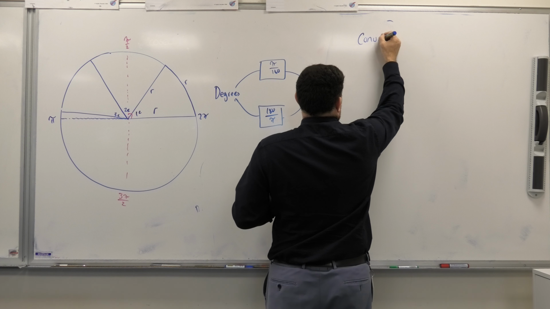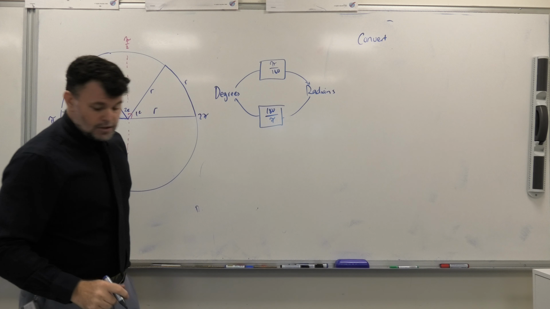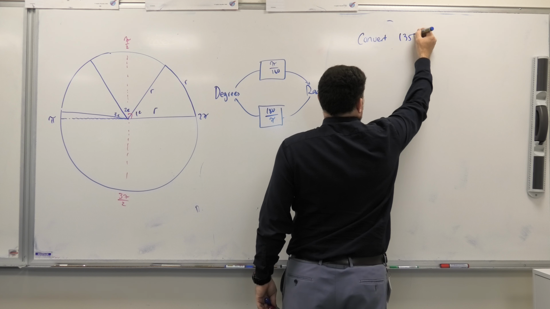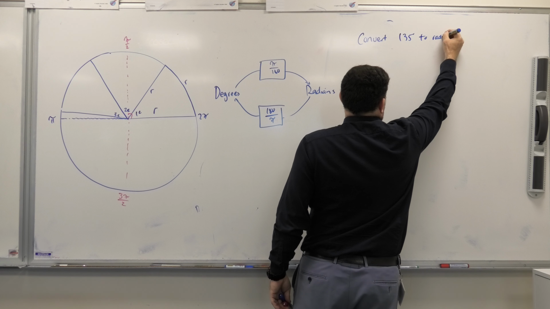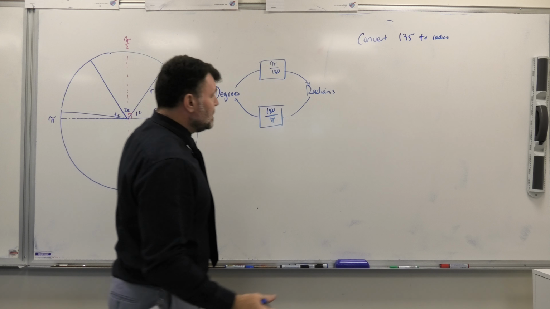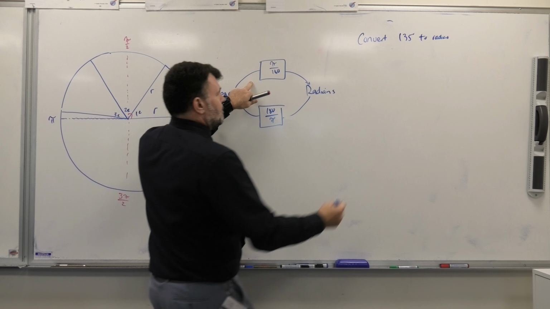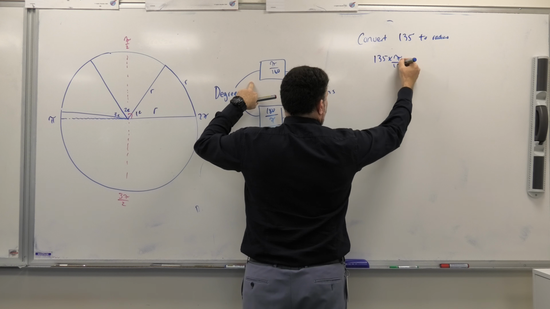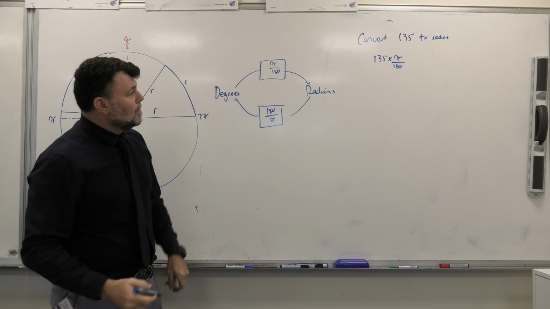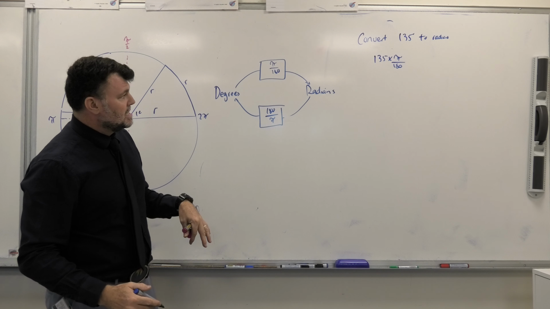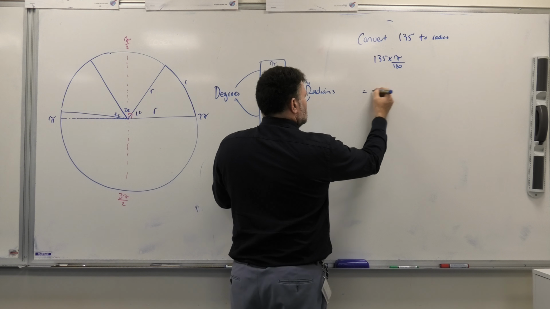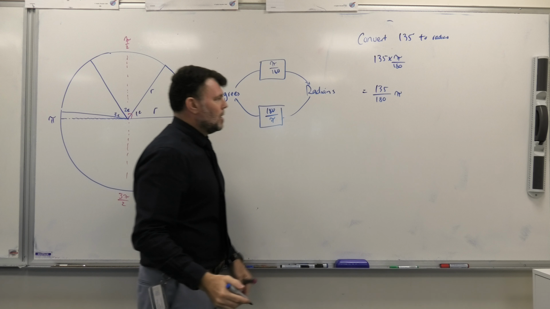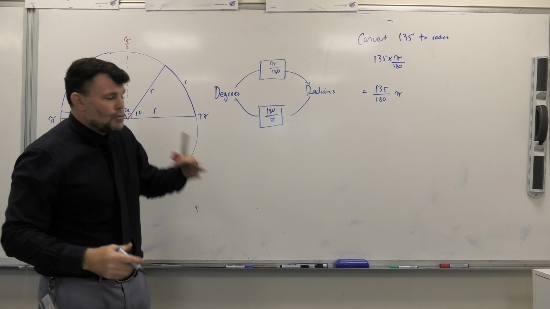So let's convert 135 degrees to radians. Let's try that. So 135 degrees to radians. We know that this is what we're going to have: 135 times pi on 180. We can look at this as being rewritten as 135 on 180 times pi, because we want to answer this in terms of a radian.